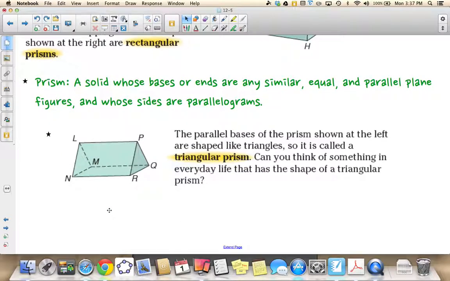This is what we call a triangular prism, because it has a triangle as its base. So it has two triangles as its bases, and that's why this is called a triangular prism. If you also notice, it has sides that are parallelograms. In this case, they are rectangles.